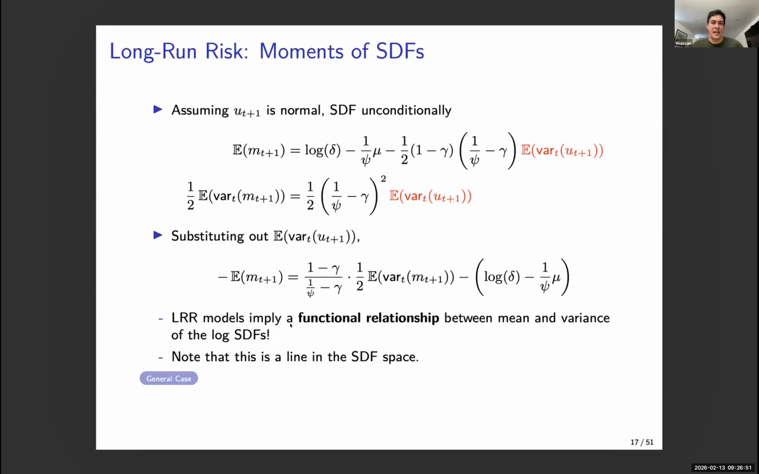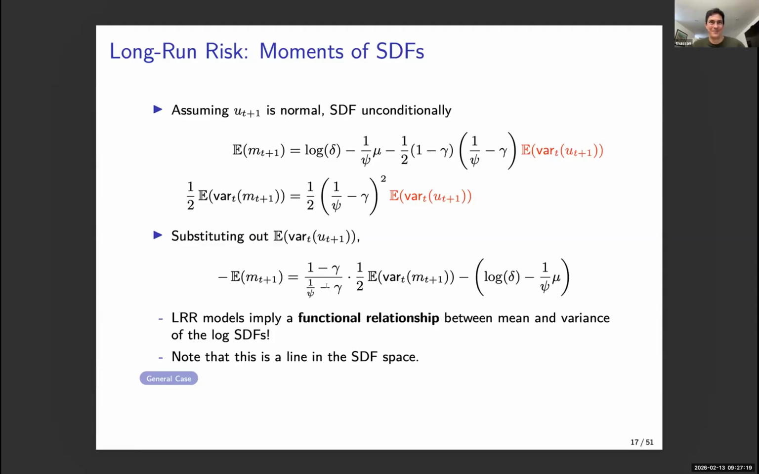So this is a functional relationship between the mean and the variance of the log SDF. And it's a functional relationship where people have very strong views of what this is, right? So if I ask Ravi Bansal, what is psi? He's going to say 1.2. Okay, so a number close to 1, but not 1. And what is gamma? It's like 10 or 6 or something like that, okay? So if I plug in these two numbers, I'm going to get a slope close to 1.